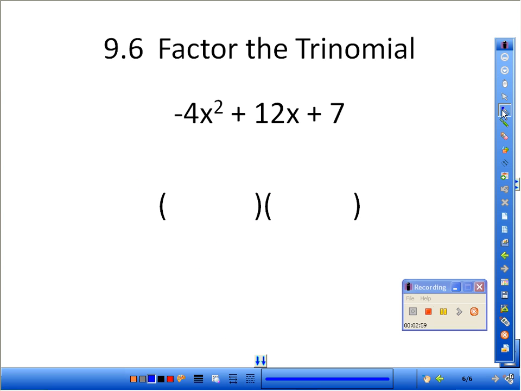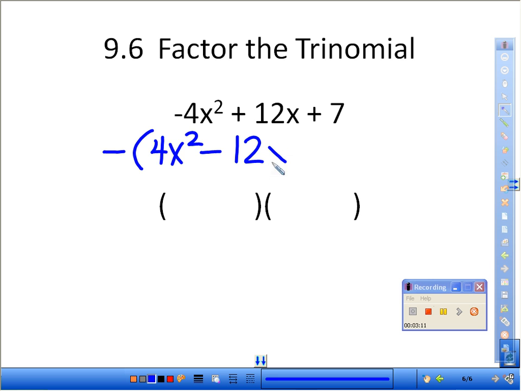When the leading coefficient is negative, the first step changes. The first step now is to factor out a negative. So when I do that, the signs change on each of the other terms in the polynomial. The only thing we do with this negative is carry it along down to your answer. We don't have to consider it in any of our factoring. What we're factoring is what is inside the parentheses: 4x squared minus 12x minus 7.